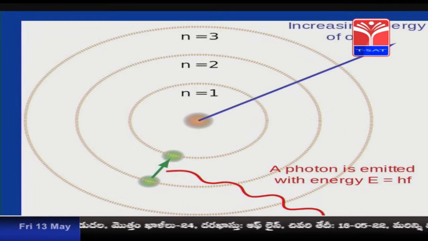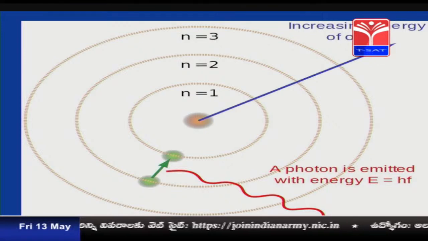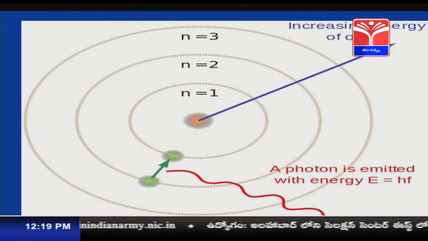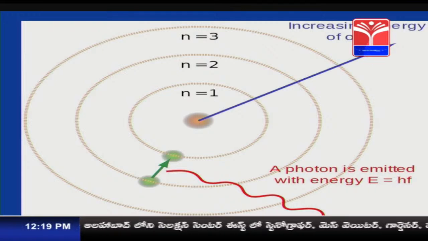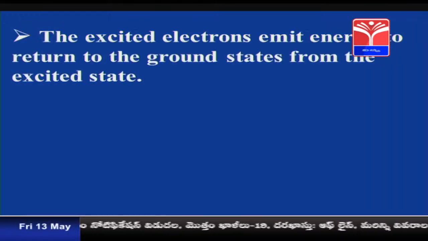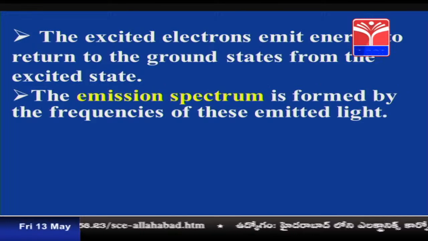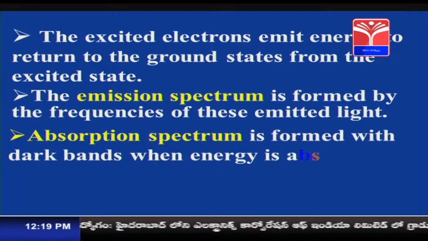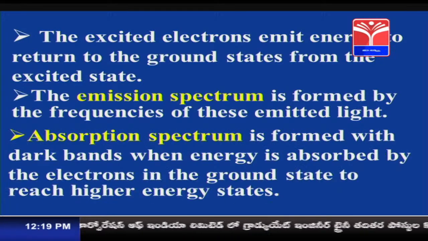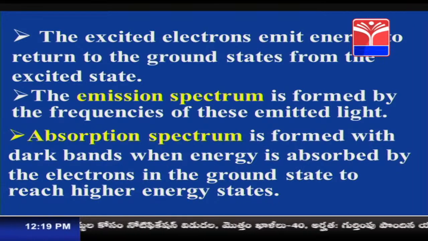In this diagram you can see very clearly, while the electron is going back from the excited state to the ground state, it is emitting energy in the form of a photon. A photon is emitted with energy E equal to h nu. The excited electrons emit energy to return to the ground state. The emission spectrum is formed by the frequencies of this emitted light, and the absorption spectrum is formed with dark bands when energy is absorbed by electrons in the ground state to reach higher energy states.